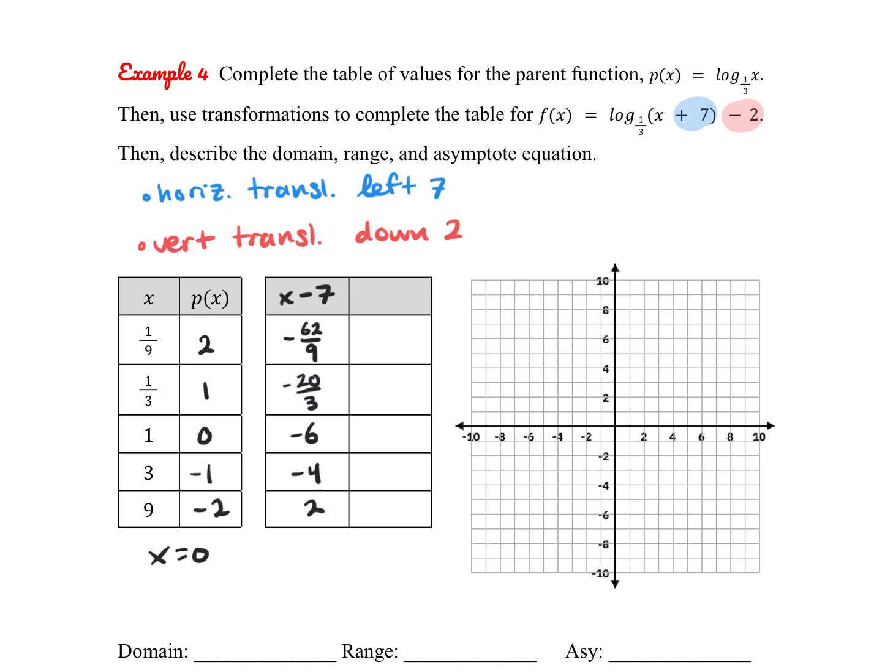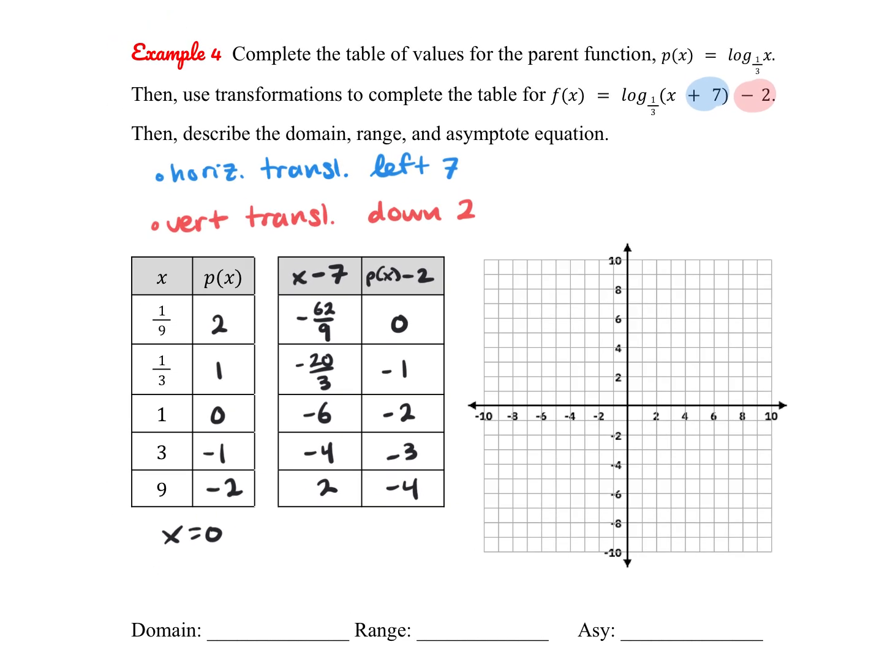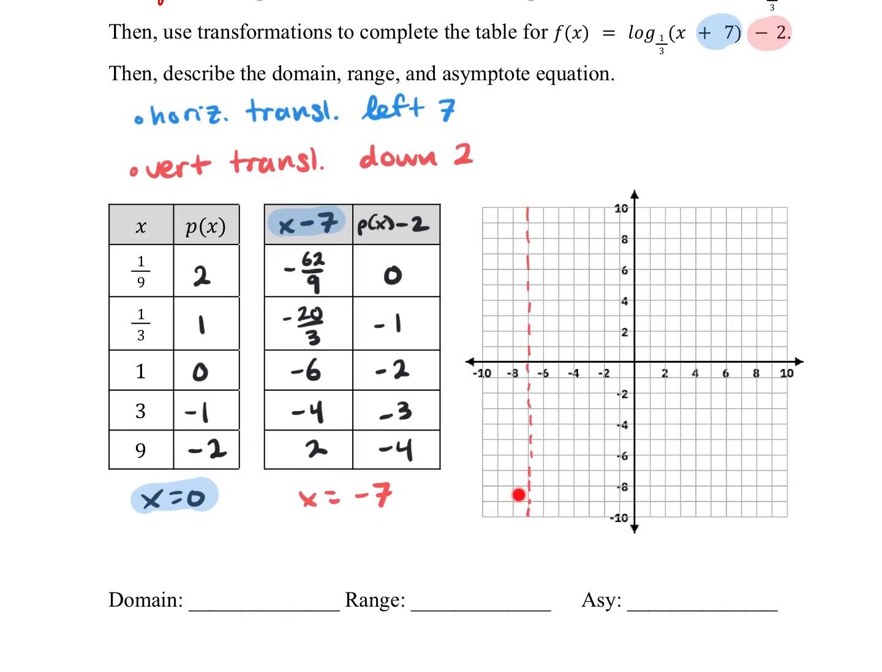Okay, let's look at our y value rules. If I want to translate down 2, I'm simply going to subtract 2 from my y values. So 2 minus 2 is 0, 1 minus 2 is negative 1, and then we have negative 2, negative 3, and negative 4. Now let's also think about our asymptote. I'm going to apply this same x rule to my asymptote. I'm going to subtract 7. And I see that my vertical asymptote is now at x equals negative 7. I'm going to sketch that in. We want to make sure that we shift the asymptote along with the rest of the graph.